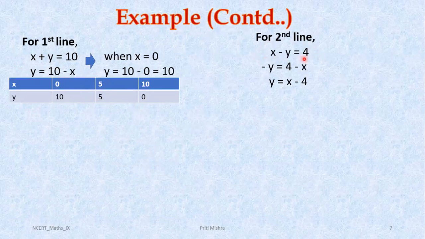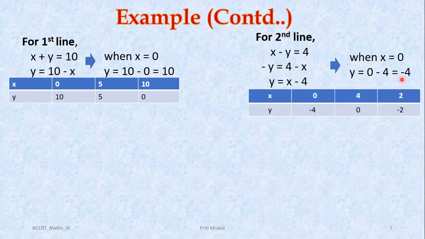In the second equation we have x minus y is equal to 4. So minus y is equal to 4 minus x, that is, y is equal to x minus 4. Now we will put values for x. x equal to 0 will give us y is equal to minus 4. Now we will make a table. So the first solution is 0, minus 4, and for x equals 4 we will have y is equal to 0, and for x equals 2 we will have y is equal to minus 2.